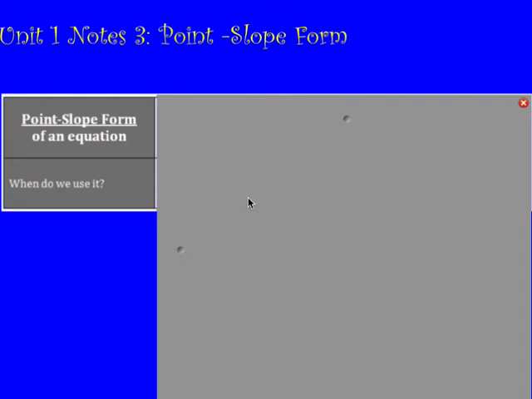Gentlemen, so now we're going to finish up Unit 1, Notes 3. So hopefully now you have a better understanding of slope-intercept form because you got a chance to practice it. And now we're going to use point-slope form. So let's take a look at what that's going to look like.